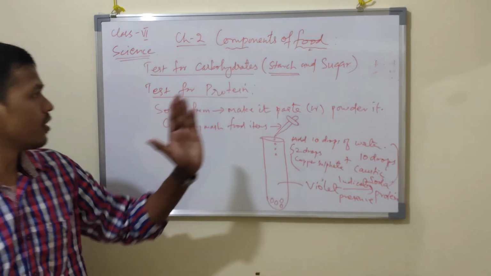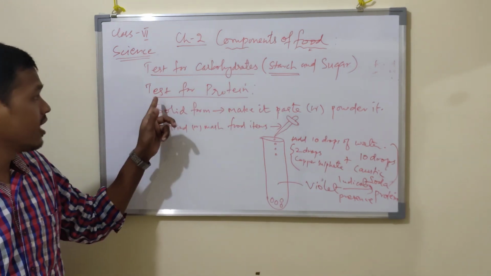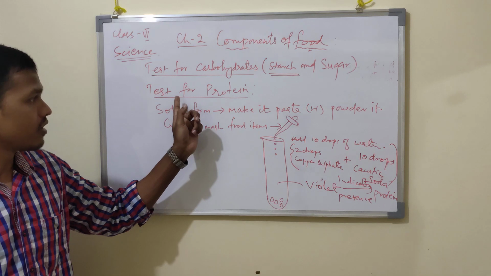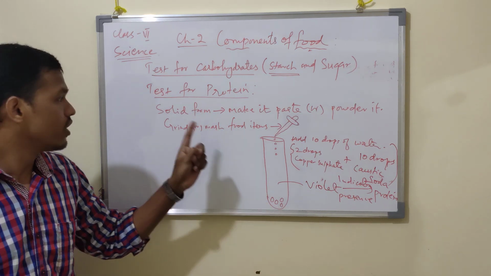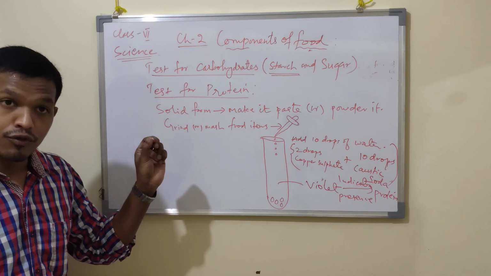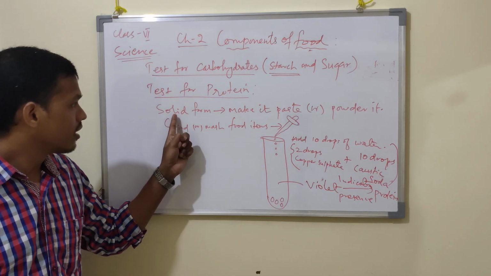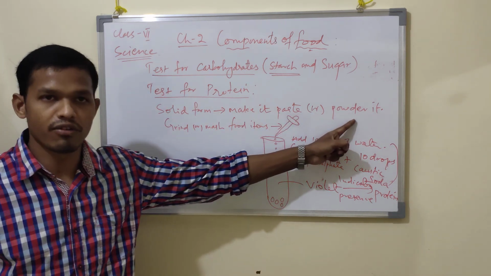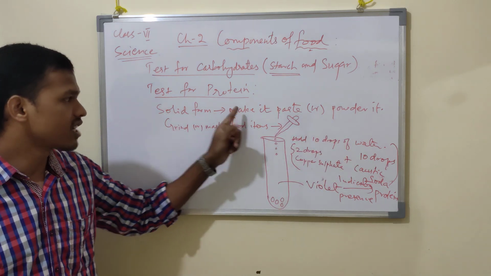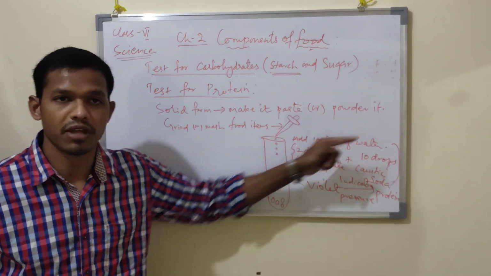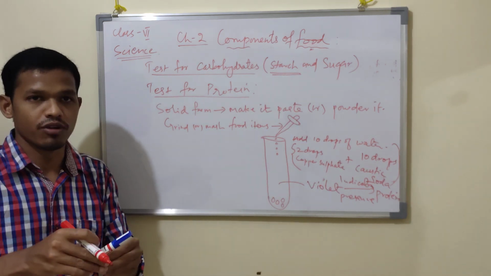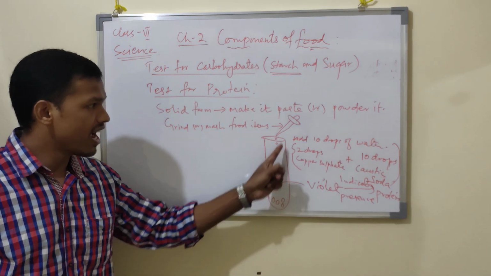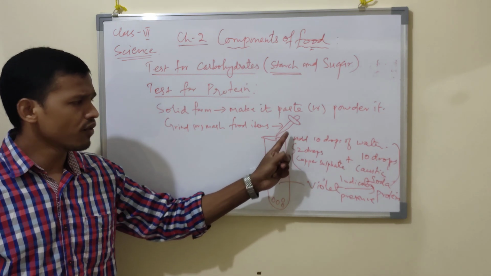Got it now? So again I'm going to explain. Test for protein. For testing food items which contain proteins, we require that food. Make sure that the food is in paste or powder form. Solid form is converted into paste or powder form, then grind or mash the food items and put them in the test tube. After putting in the test tube, you add 10 drops of water.